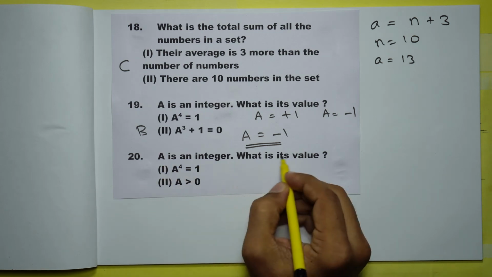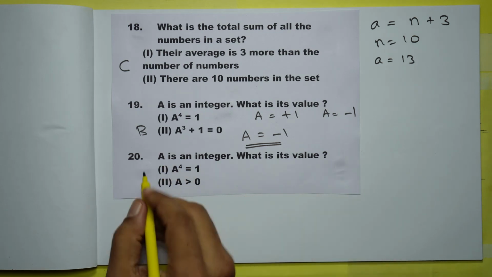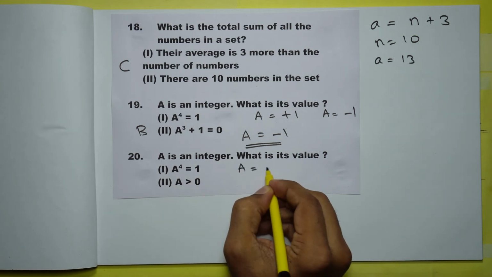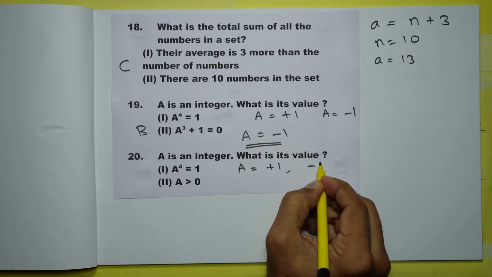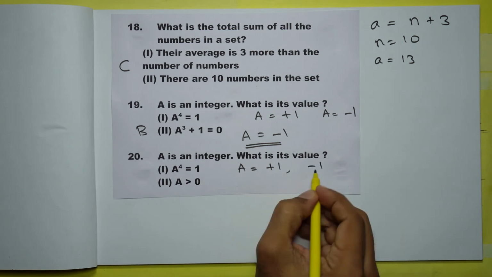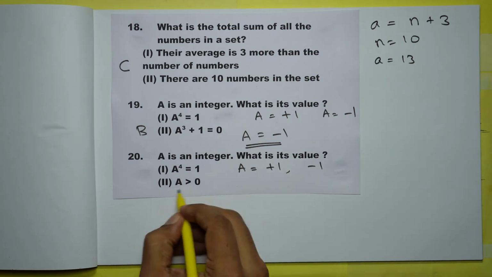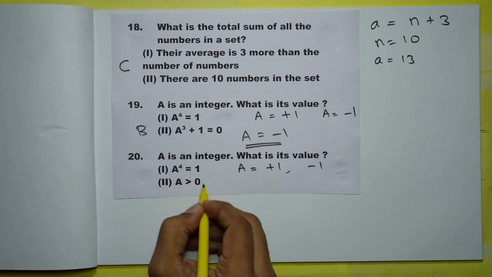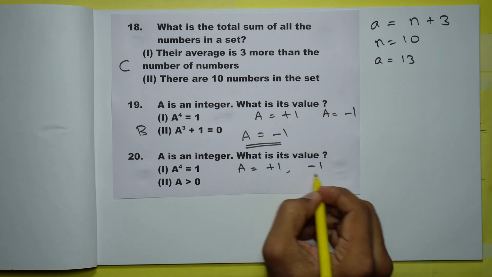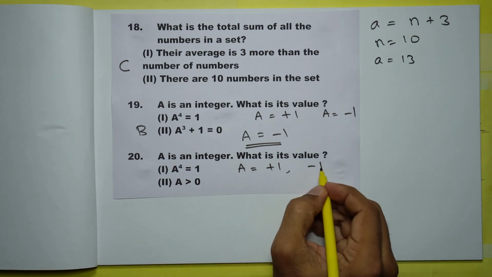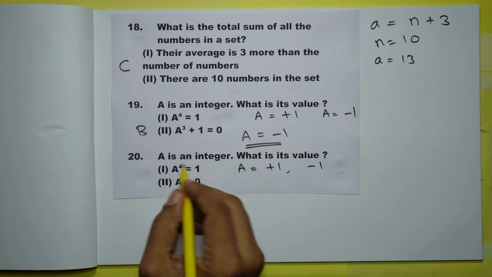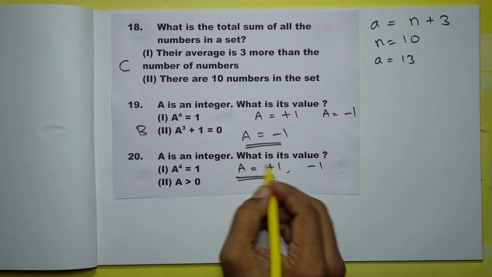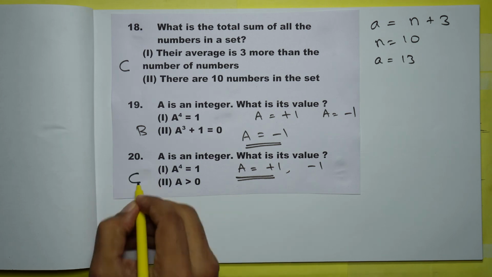A is an integer. What is its value? A raised to 4 is 1. So possible values of a are plus 1 and the other one is negative 1. These are the two possible values. The second statement says that a is greater than 0. So if you include the second statement also, a cannot be negative 1 because a has to be greater than 0. So with both the statements, you will get the exact value of a is plus 1. So both the statements are necessary, hence C is the right answer.